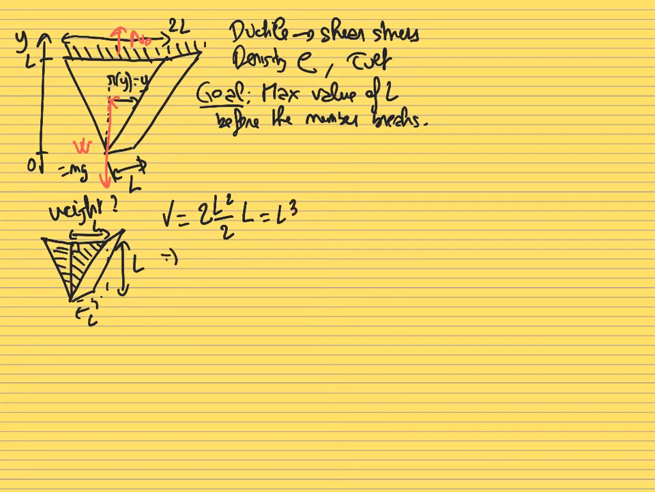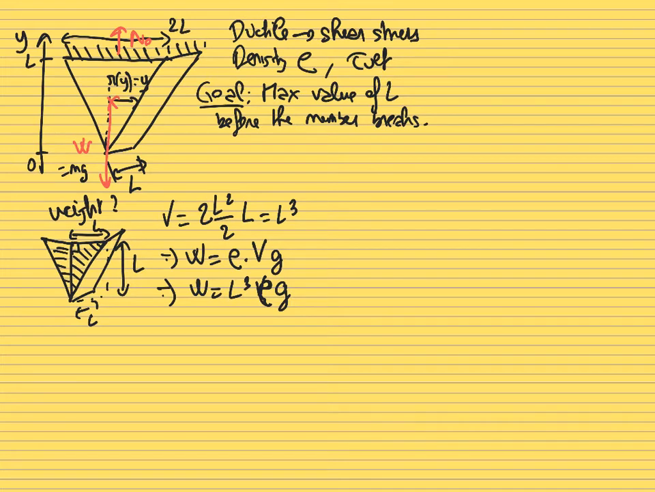Based on this, we can get the intensity of the weight. The intensity of the weight is the mass times g. The mass is the density times the volume. So in this case, we find that the weight is L cubed times the density times g.